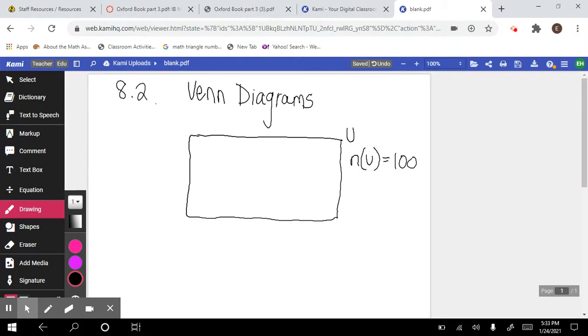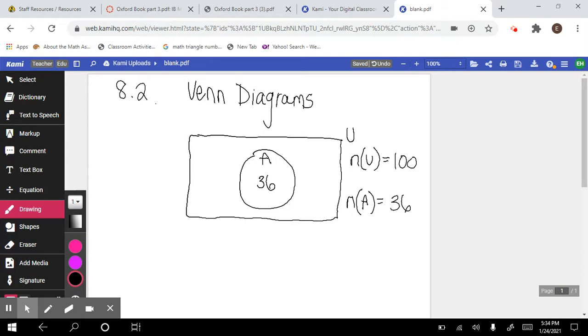So if we start off with a circle here, we're just going to call this set A. And let's say out of 100 people, there are 36 people that like to do some type of art. And you would go ahead and put that number inside that circle. Okay, so the number in set A is 36.